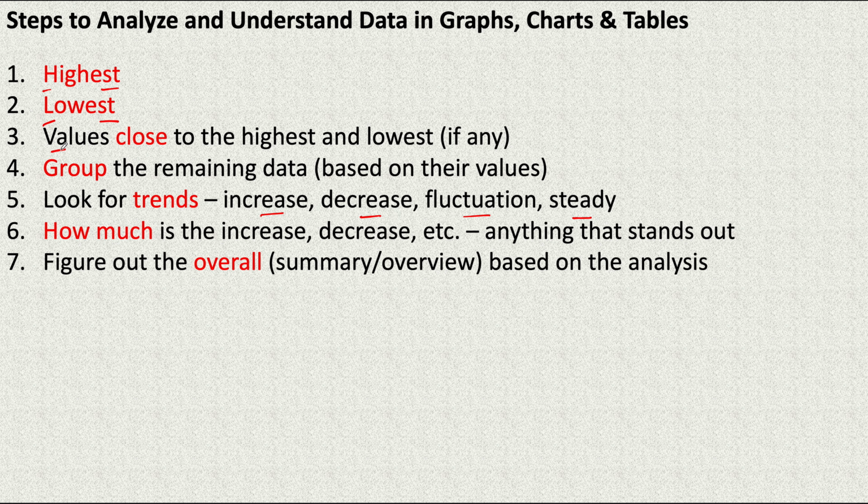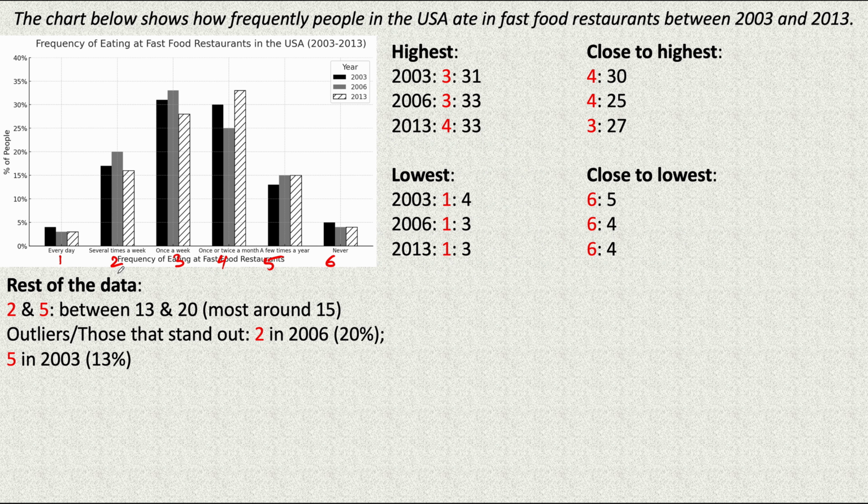Next, we try to group the remaining data. The only two categories we are left with now are the second and the fourth category. If we try to look at the range of values in this category, we see that it is between 13 and 20. If we observe closely, we see that most of them are very close to 15.